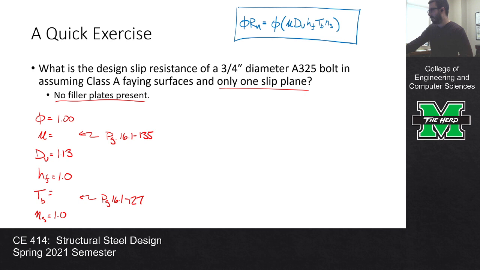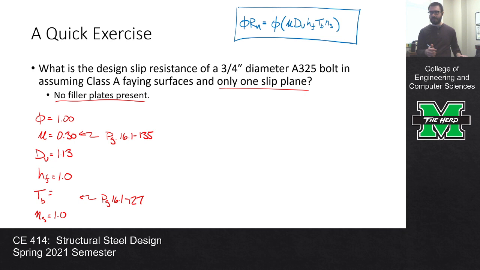Let me ask you this, because everybody's quiet in the chat. I want you to help me out with this. What piece of information in this problem statement is most important for determining the mu value? Well, okay, Mr. Enoch got it. Yeah, it's 0.3, and the reason that matters is its class. This is a class A faying surface. So this is 0.3. And Mr. Blizzard beat me to it. The Tb is 28 kips.